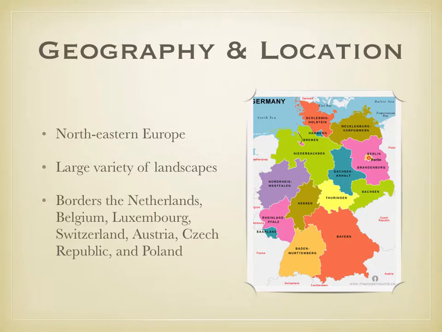Some of the border countries include the Netherlands, Belgium, Luxembourg, Switzerland, Austria, the Czech Republic, and Poland. And it also borders the Baltic Sea and the North Sea.